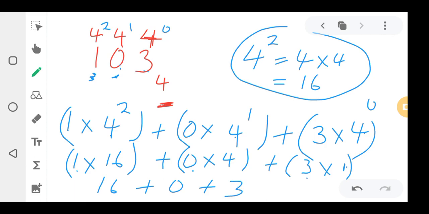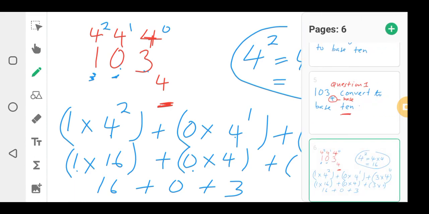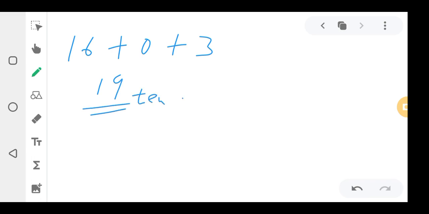So when you add this, it is 16 plus 0 plus 3, which is going to give you 19. So it's 19 base 10. You have converted. So that's how you convert.